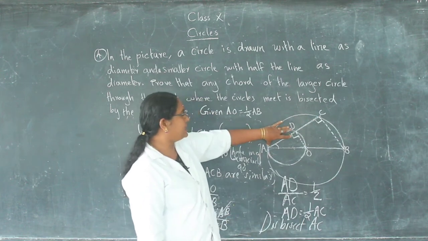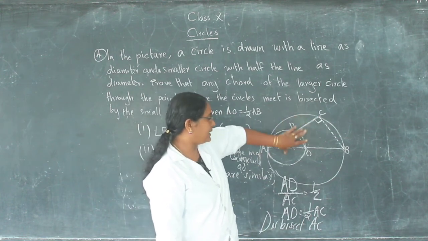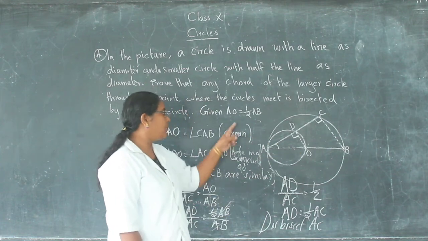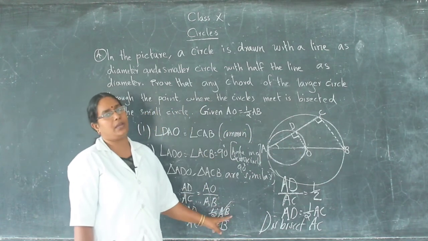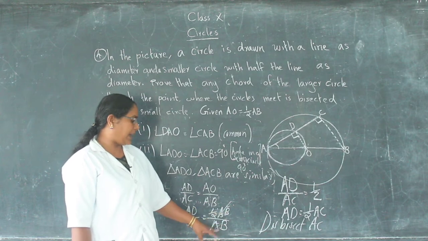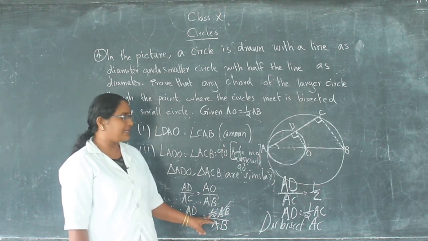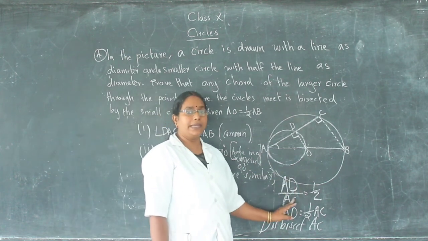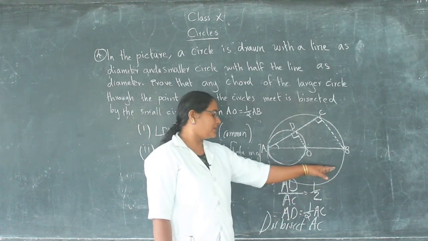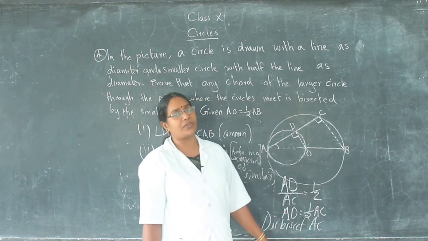AD by AC equals AO by AB. AO is already written as half of AB. AB cancels, therefore the remaining is half. AD by AC is half. By cross multiplication, AD is half of AC.